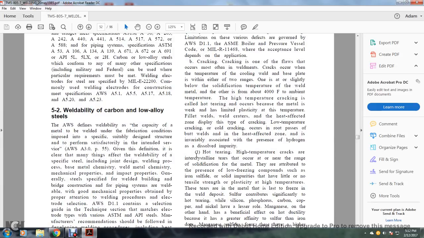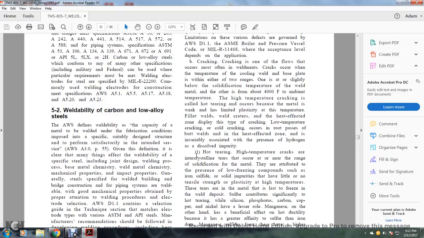Cracking is one of the flaws that occurs most often in weldments. Cracks occur at temperatures during the cooling of the weld and base plate within one of two ranges: one just below the solidification temperature of the weld metal, forming at about 4,000 degrees Fahrenheit, and the other at ambient temperature. High temperature cracking, or hot tearing, occurs because the metal is weak and limited in plasticity at that temperature.